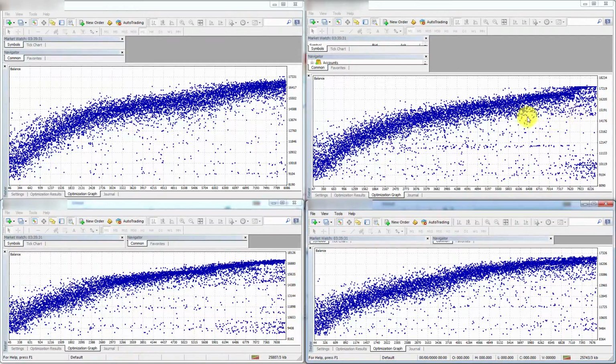What we're talking about here is genetic algorithm, and you can see that in this case it got up to $7,200 of profit. Here's 6,800. Here's about maybe about $7,000 of profit.